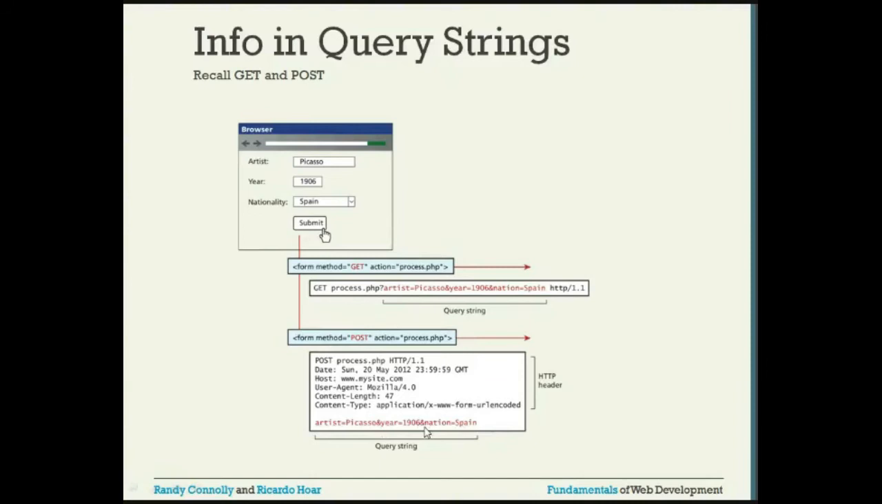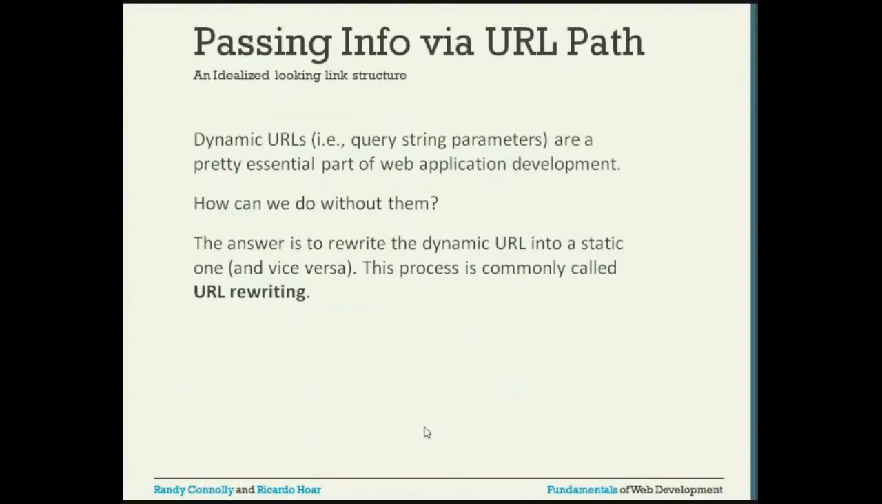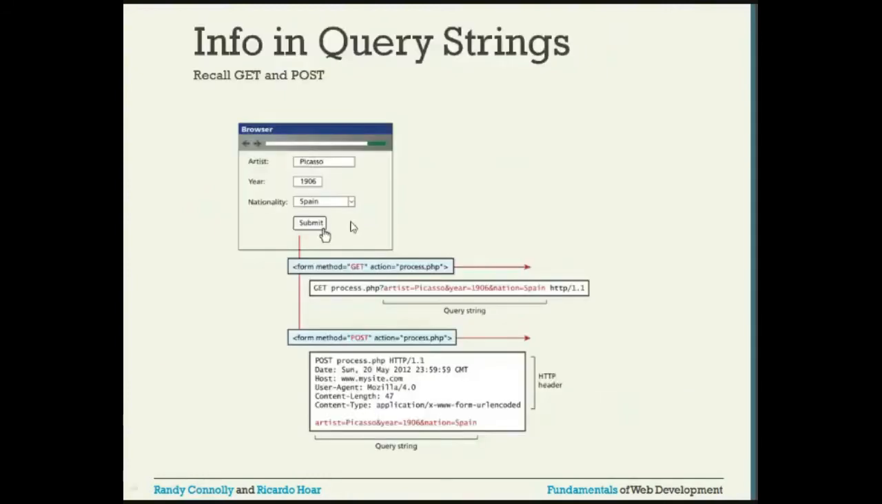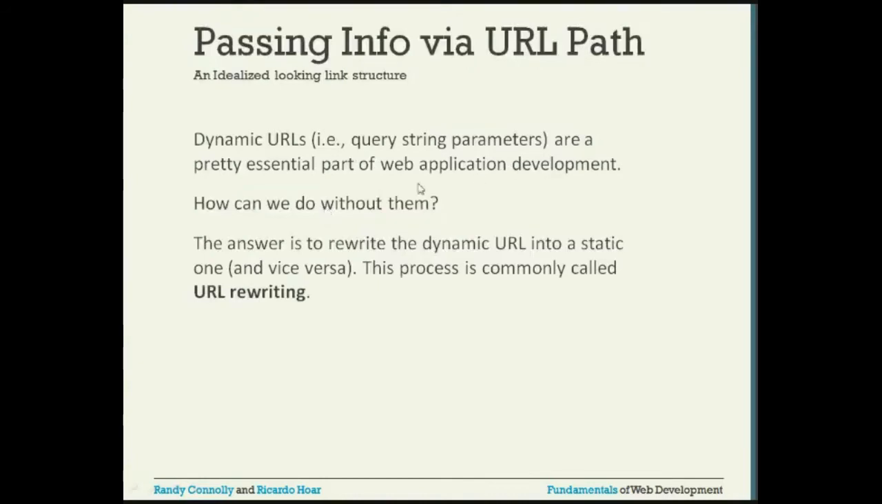Passing the information via the URL path. There is another way to pass information, and that is through the URL, using dynamic URLs. When we are sending using query string parameters, this URL will be changed dynamically as per the information here. If the year here is 2000, this value will change to 2000 based on whatever the inputs are. The URL will dynamically change. Dynamic URLs are a pretty essential part of application development.